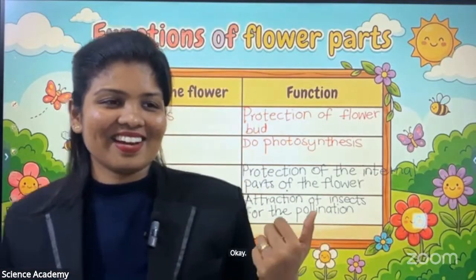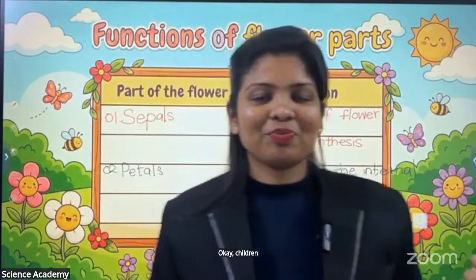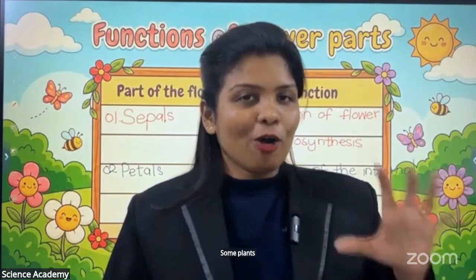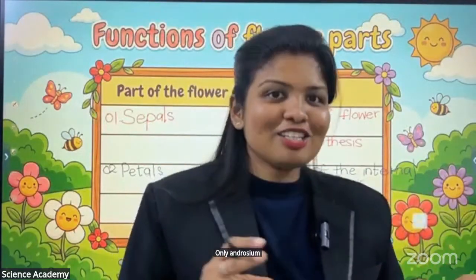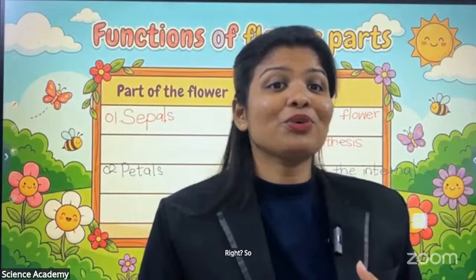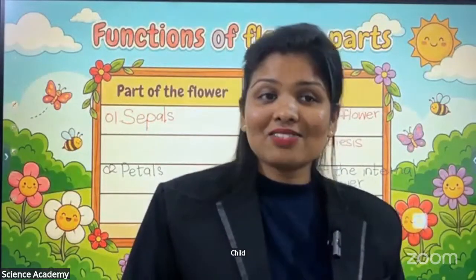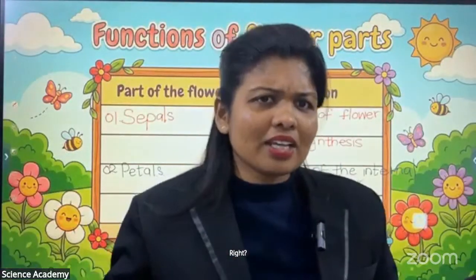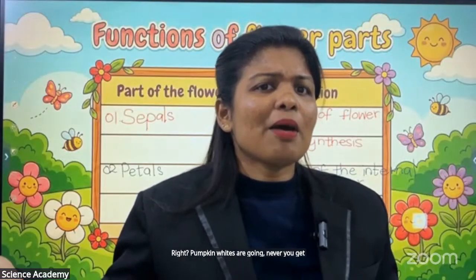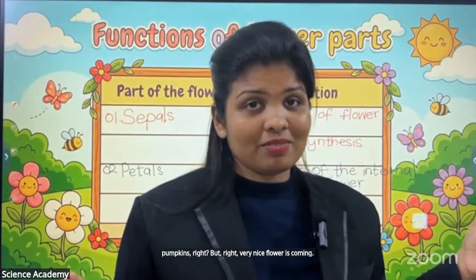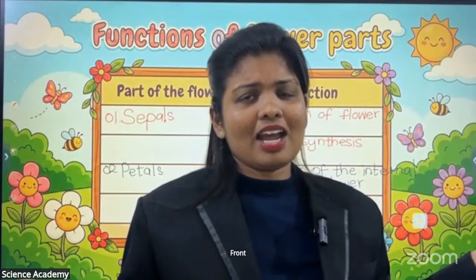Okay. Children, since you asked that question, yes, some plants have only androecium bearing flowers and gynoecium bearing flowers. Pumpkin is one of the good examples. You may have seen in your backyard, pumpkin vines are growing, but you never get pumpkins. A very nice orange flower is coming, but no fruits. So this problem is available.